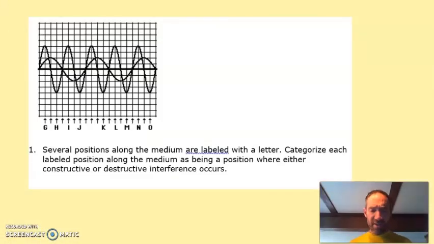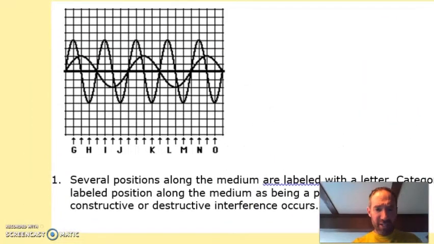Two waves that are superimposed one on top of the other, and we have plenty of spots, and we're supposed to decide whether constructive or destructive interference happens. Well, this is an easy one, because if it's a place where the two amplitudes have the same sign, that is, the two waves are displacing the medium in the same direction, then we have constructive interference. And if they're going in opposite directions, destructive interference.